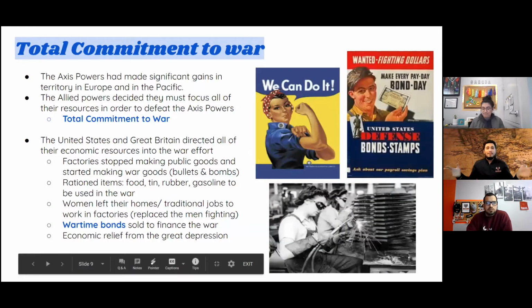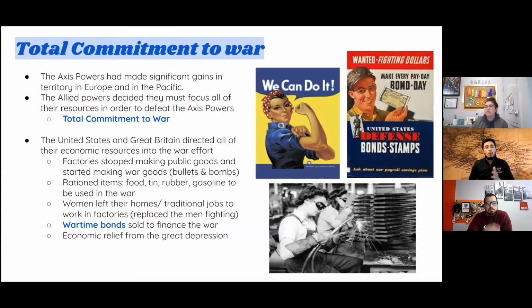So ladies and gentlemen, let's start today's lesson with what total war is, or what our topic is right now, total commitment to war. Now that we've seen Hitler take full control of Europe, how are the Allies going to commit to trying to win at this moment where they seem like they're the losers? How are they going to turn it around and change that focus?